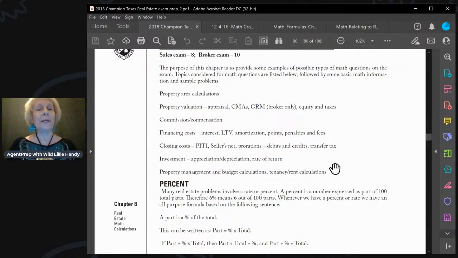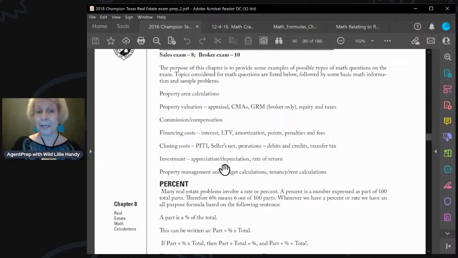And typically, the lender is dealing with this. However, you want to be able to understand it. So how is a 30-year loan amortized? What is a point? A point is 1% of the loan amount. What are the penalties and fees, okay, when somebody goes default? And closing costs. I talked about the acronym PITI.